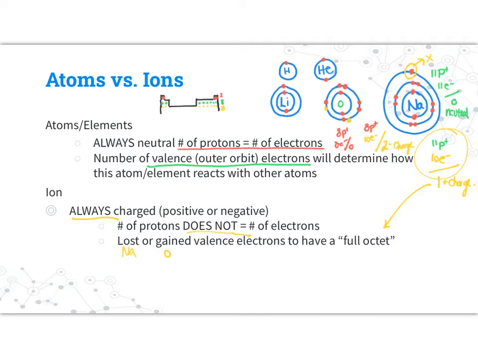If we just casually got rid of this electron, technically this orbital is now empty. We could erase it back, and looking here, sodium now looks like it has a full octet as well. So we either lose or gain valence electrons to have a full octet, 8 electrons.